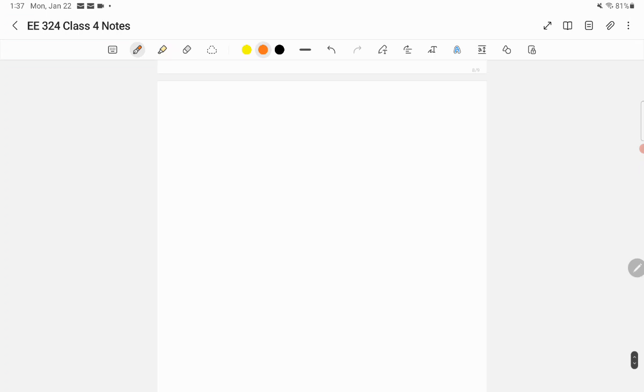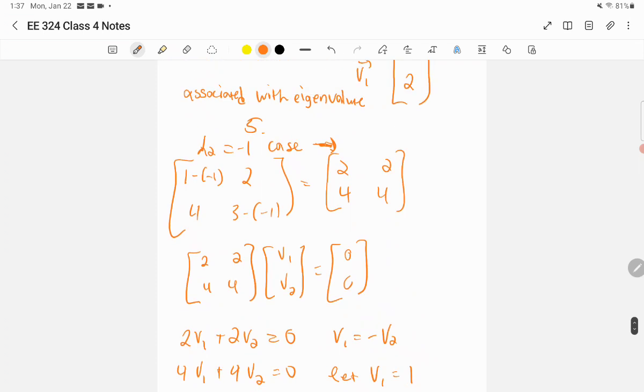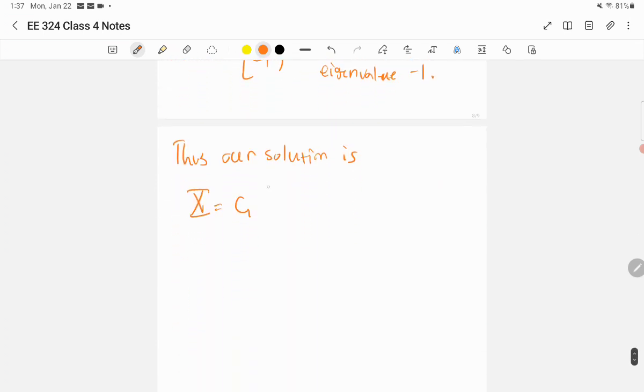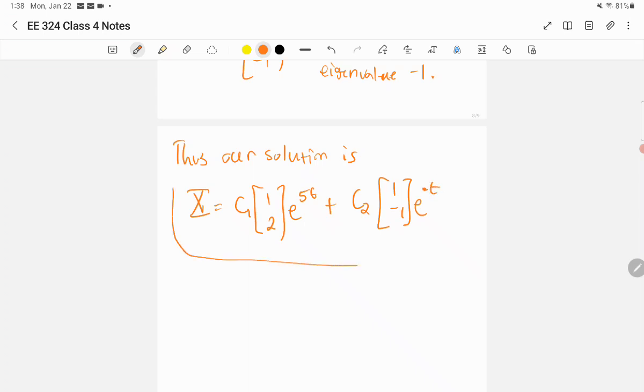So what that means is that our solution is x equal to c1 times the vector 1, 2, times e to the 5t, plus c2 times 1, negative 1, e to the negative t. That's our solution.